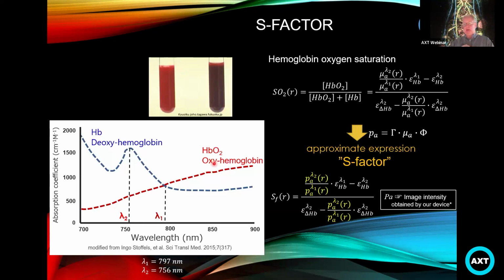Now, the current derivation of the instrument has 2 lasers, at 797 nanometers and 756 nanometers. If you look at this graph showing the relative absorptions of deoxyhemoglobin and oxyhemoglobin, these wavelengths are selected to look at a large difference between the absorption of the laser at 756 and then no difference in the absorption at 797 nanometers.